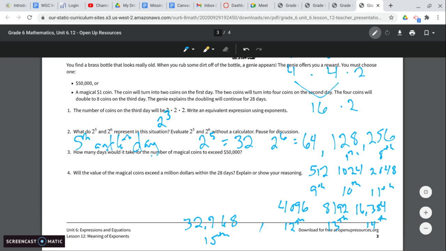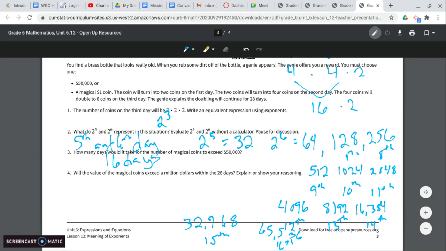And our 16th day is 65,536. It's the 16th day. So somewhere in between the 15th and 16th days is when we'd reach 50,000. So we're going to exceed it at 16 days. So if we think about this, which is the better offer that the genie gave us, the 50,000 or that magical $1 coin? Clearly the magical $1 coin, because in 16 days, we're going to end up with more than the $50,000.